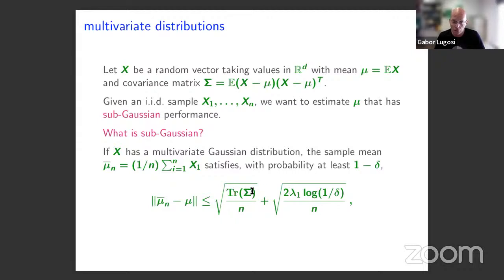Notice that if delta is not too small, then this first term will dominate, since the trace is the sum of the eigenvalues, and here we only have one eigenvalue, which is the largest.